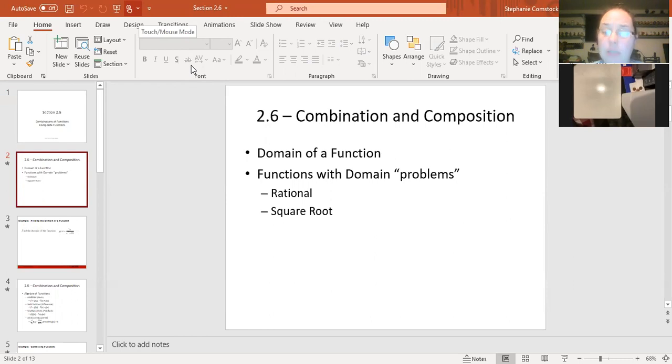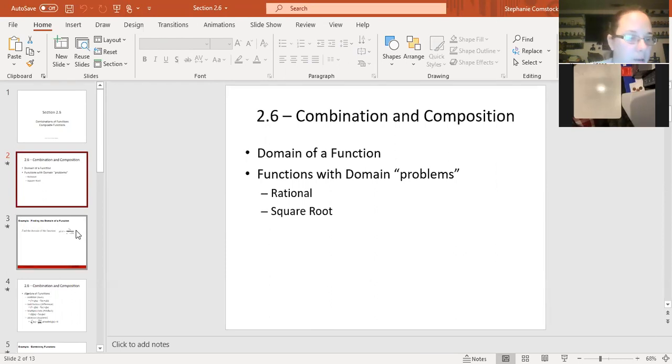The second one is square roots, as I mentioned previously, because we don't want any sort of imaginary numbers coming into play. And so we don't want to see that happening.